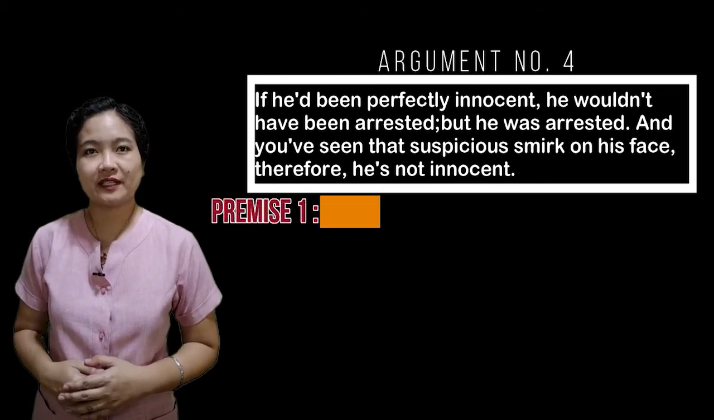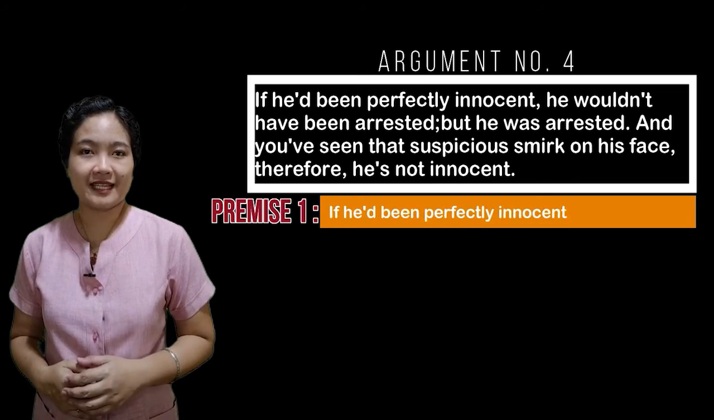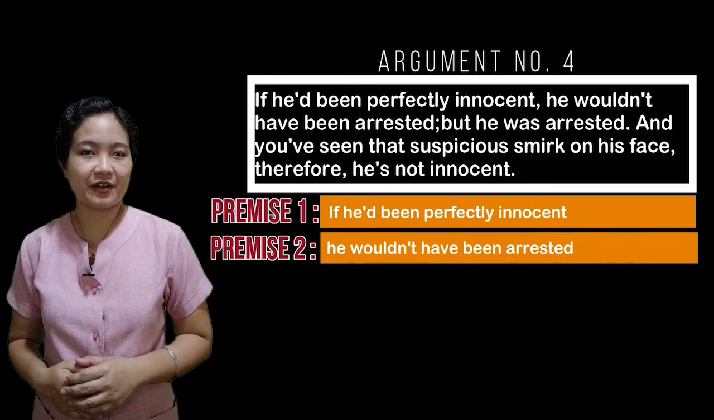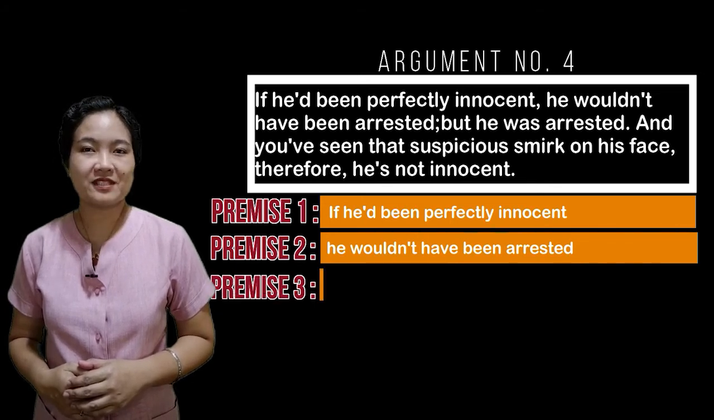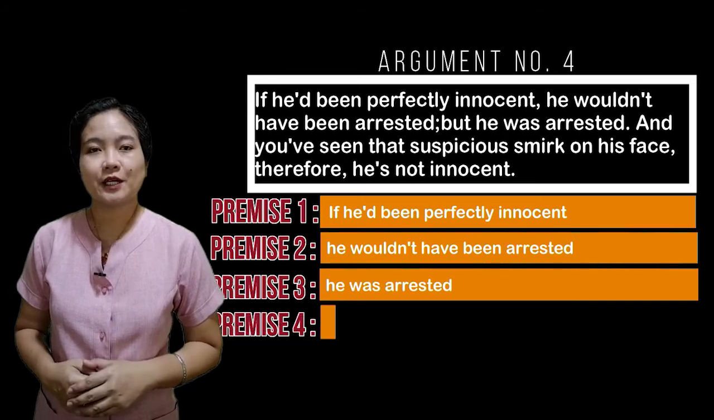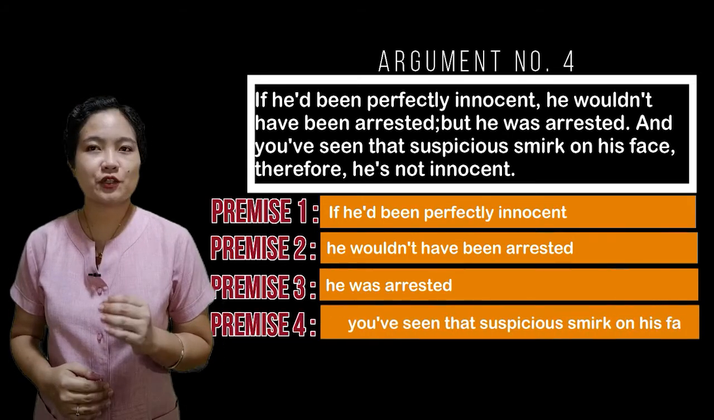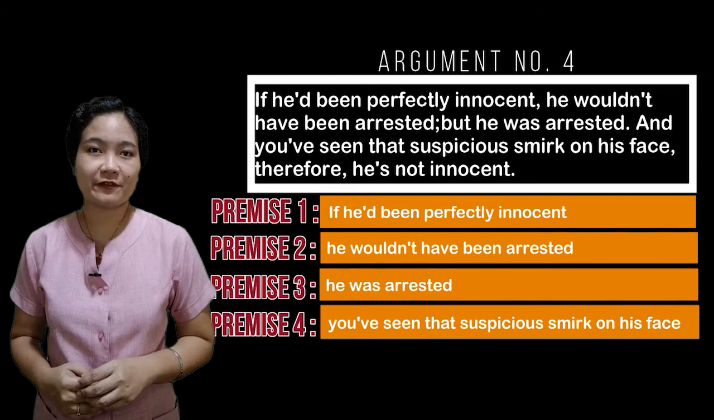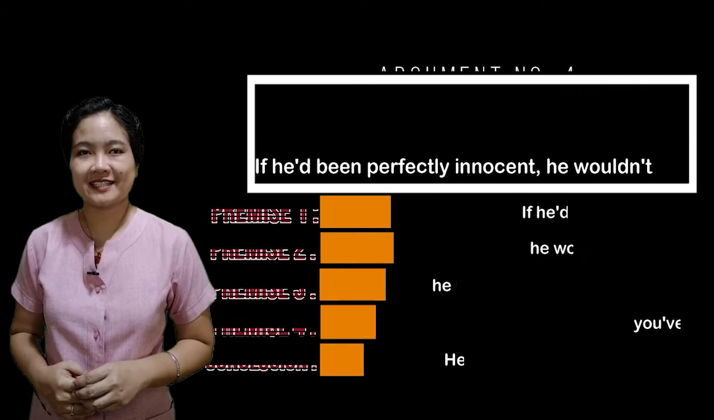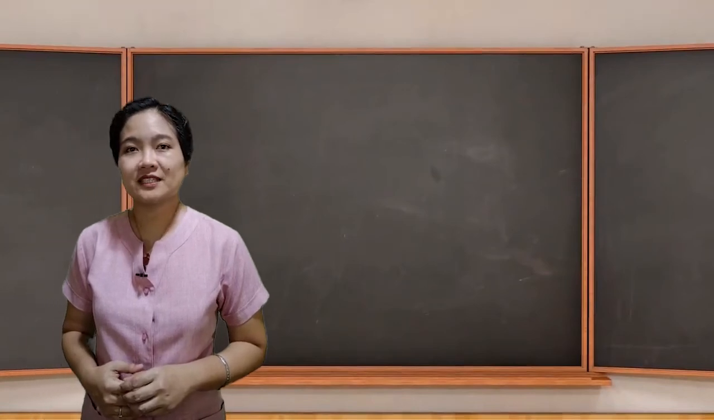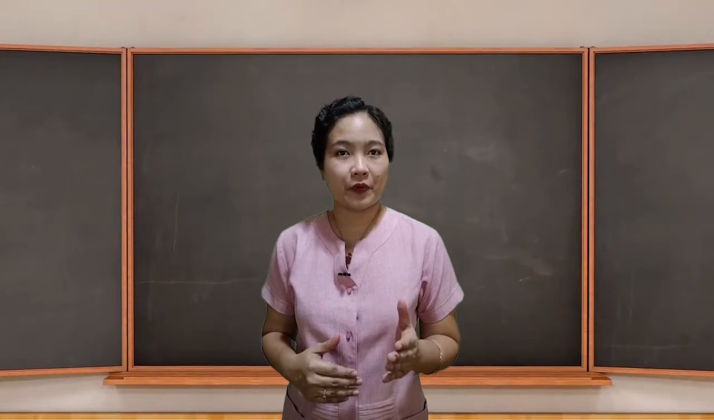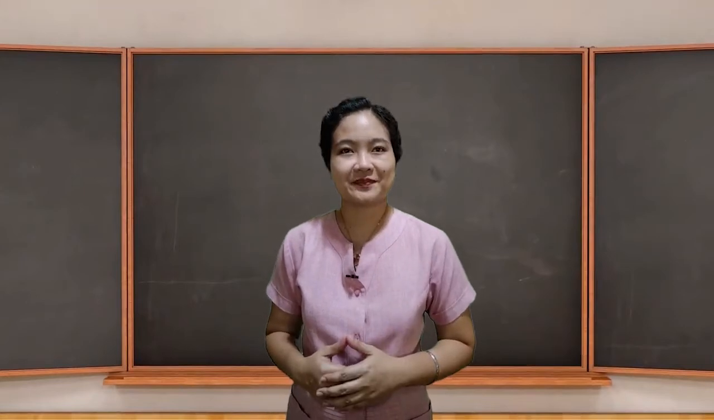Premise 1. If he'd been perfectly innocent. Premise 2. He wouldn't have been arrested. Premise 3. He was arrested. Premise 4. You've seen that suspicious smirk on his face. Conclusion: he's not innocent. An argument may present several premises or reasons to support the conclusion.